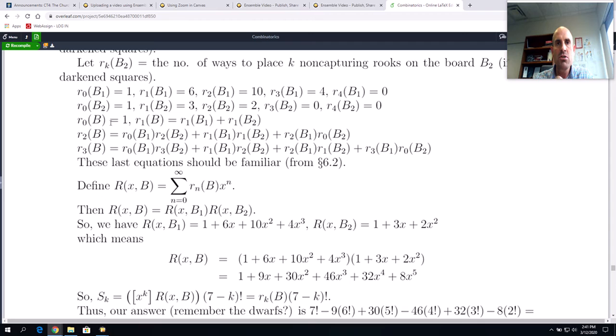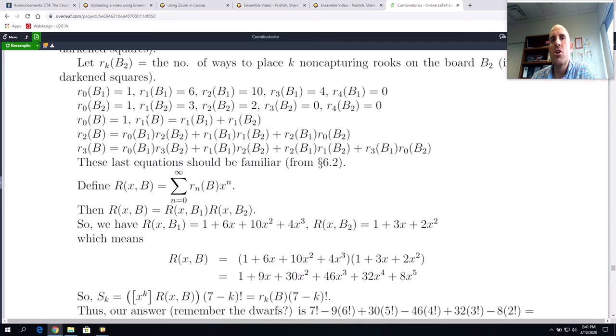Yeah, so let's think about this. I've done all of the rook work on the subboards, B1 and B2. What about on the board itself, the big board? Well, clearly the number of ways to place zero rooks on the board is just one. You don't do anything.